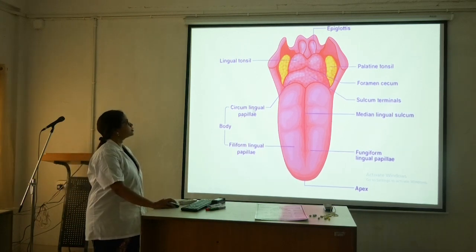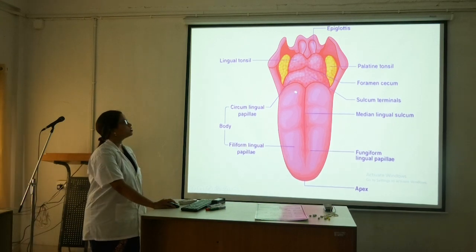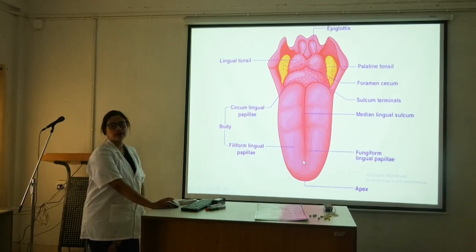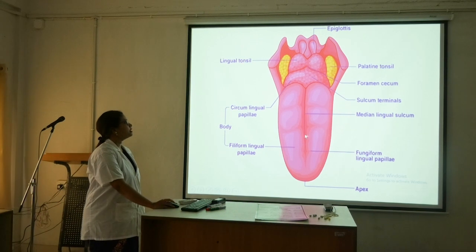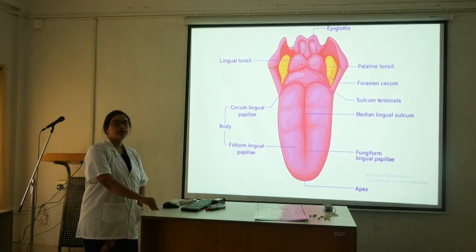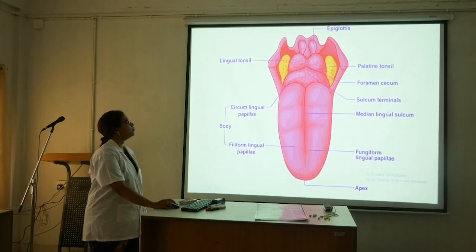So the first one is the circumvallate papilla, which will be present over here. This is also known as the vallate papilla. And fungiform papilla and filiform papilla are present on the apex. These are concerned with different types of taste, could be salty, could be sour, anything. So these are responsible for the different types of taste.